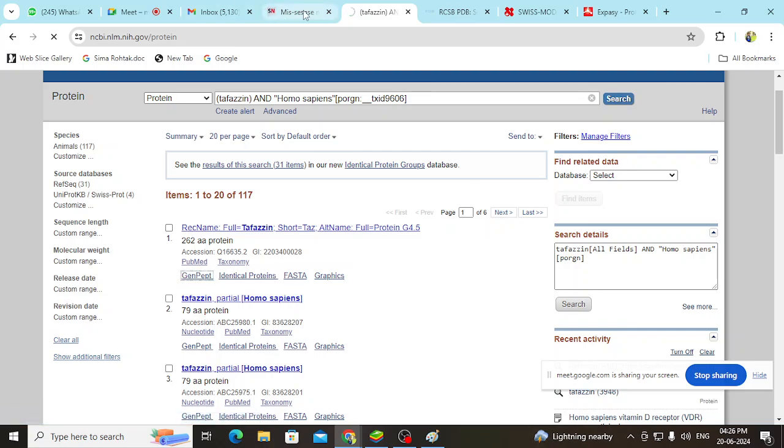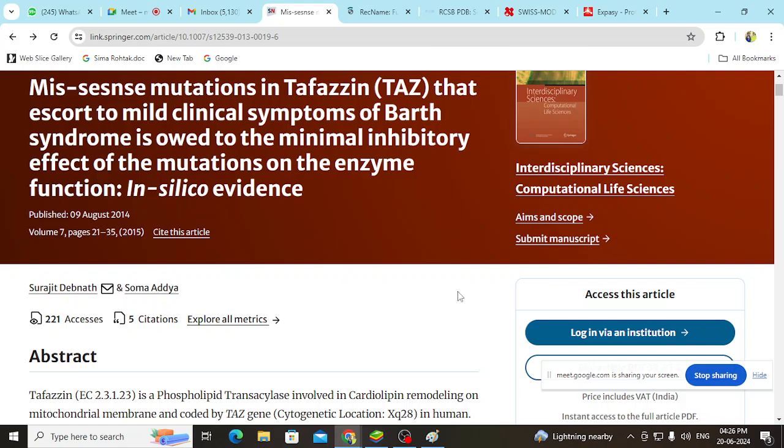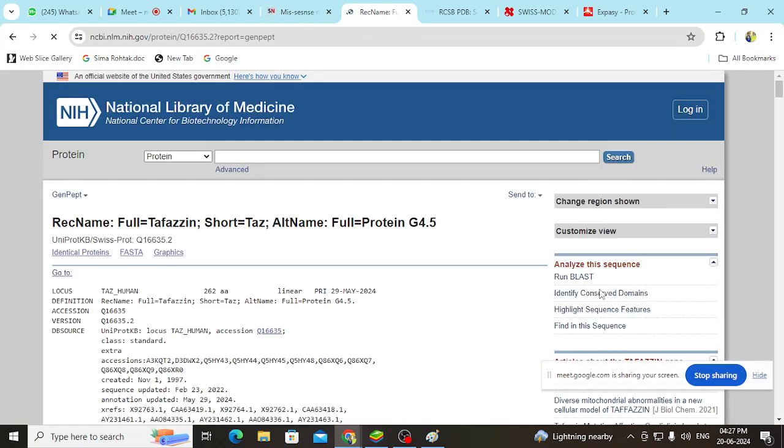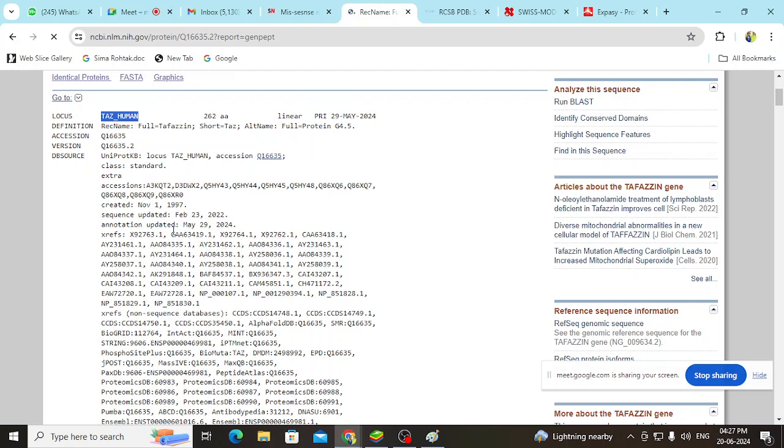We are recreating the study that was published in 2015. Likewise, you can also identify some genetic diseases and then eventually start your research. Now here you have the structure of the protein, which has 262 amino acids. It is human; here you can see TAS human, that means tafazine human. It was published very recently, updated on May 29, 2024.